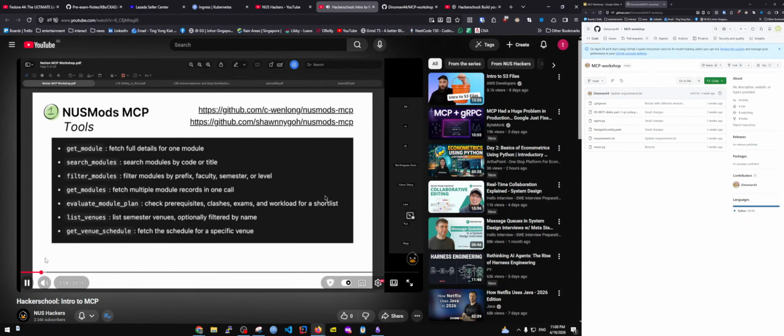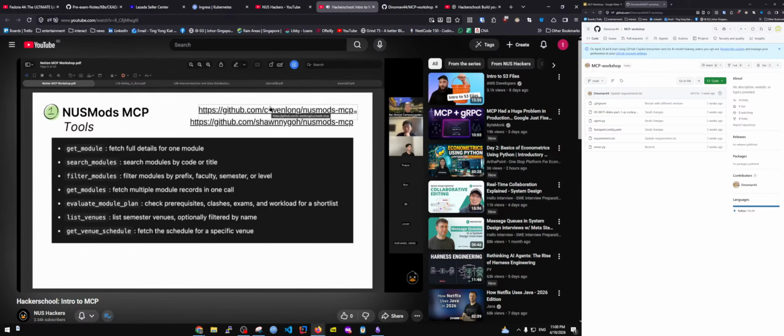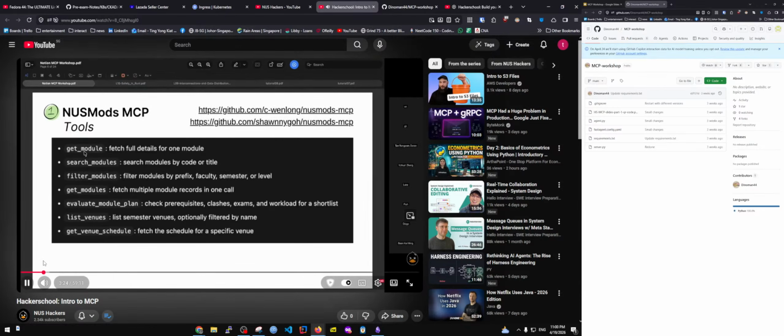Okay, so this is the source code. The links are up on top. The first link is the one that I'll be using for the demo. The one below is another version that has much fewer tools and something that you can probably clone to write your own MCP server from there. Mine is a bit more exhaustive. It has a bunch of tools like get module, search module, filter module, that basically allow you to plan your modules better using the AI. So we will not go into that.